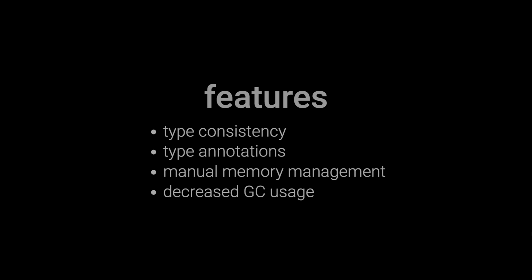Type annotations let the engine make more assumptions about things. For example, you can hint to it that this is always going to be an integer, or this is always going to be a float. Manual memory management: you lay out everything as an array and only access it via indices. This lets it pack everything together in memory and makes things faster. And as a side effect of all of these, you see decreased garbage collection usage.